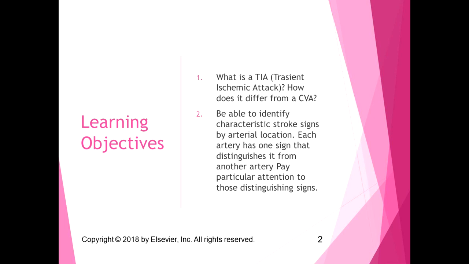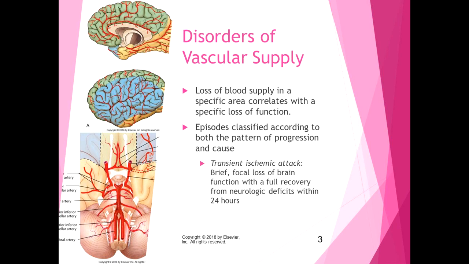There's also, as you will not be surprised to find out, a chart in the module that links the artery with its distinguishing sign. Loss of blood supply in a specific area correlates with specific loss of function. In the book, they talk a lot about the structure and the anatomy of the blood supply, and we're not going to talk much about that. But just know that if we lose blood in a specific area, we're going to have a specific loss of function. Disorders of the vascular supply are classified according to both the pattern and progression and the cause: is it ischemic, is it hemorrhagic, that sort of thing.